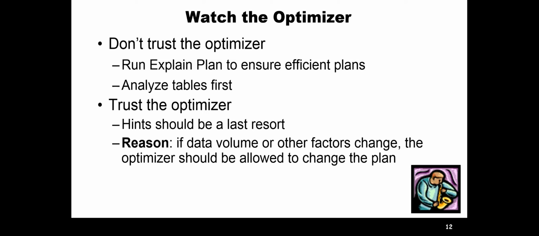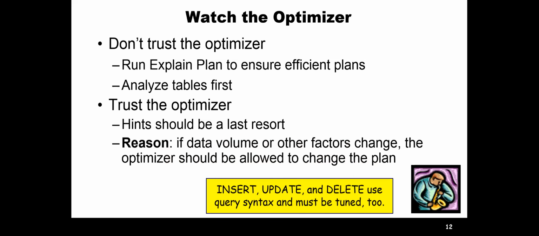Analyze tables, that gives the optimizer the data it needs to figure out what the optimization should consist of. And then trusting the optimizer is the other side of the coin. You don't want to use hints unless you really, really need to, because if data volume changes or something else, or there's a database upgrade and there's something different about the optimizer, then your hint may not be valid anymore, or may actually slow things down. So you have to keep watching that if you're using hints. Also, insert, update, delete use query syntax. So you have where clauses in those, and you have to be sure that those are tuned as well.